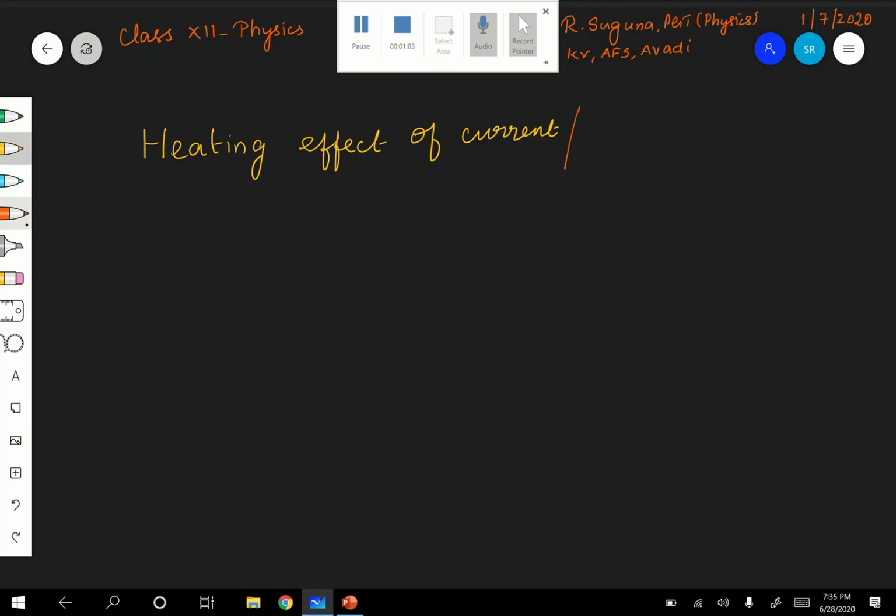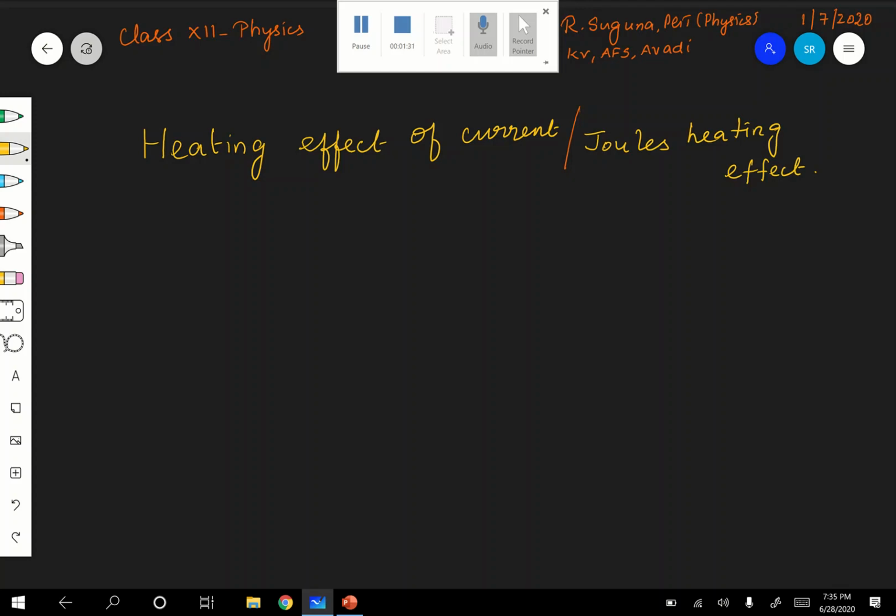It is also called Joule's heating effect. Okay, right. So what is heating effect? When you pass a current through a conductor, it becomes hot. For some time, it becomes hot, definitely. So this effect is what is called heating effect of current.